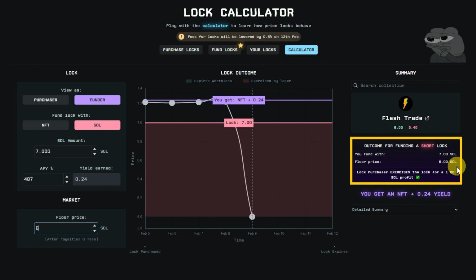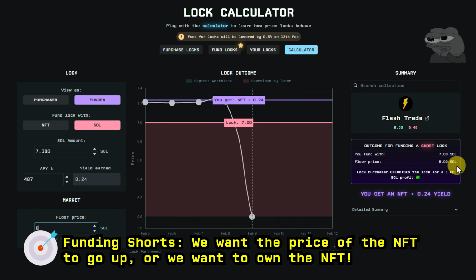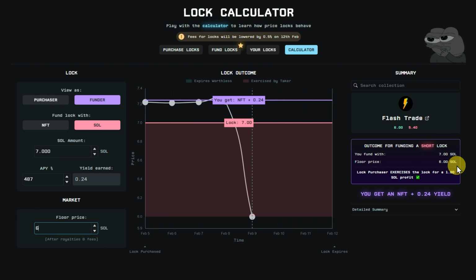We're not actually shorting the position. Our main goal is for the price to go up. That's something very important to remember. If you're funding shorts, you either want the NFT or you want the price to go up. You want someone to accept your funded short so that you get the yield and your SOL back. Locking a short, that's when you want the price to go down.